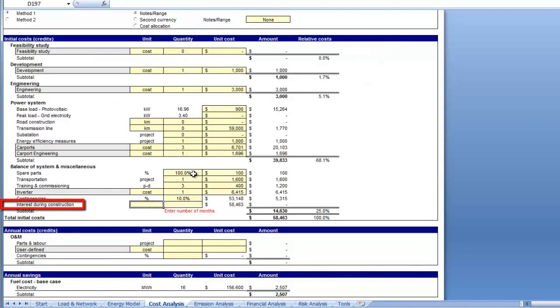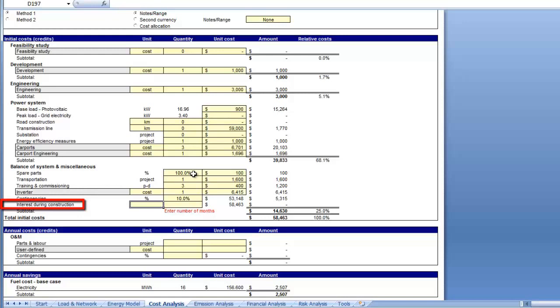This cell is used to enter the interest rate and the length of construction in months, which represents the length of time between building or infrastructure construction, delivery of the equipment, and commissioning of the system. Interest during construction will vary depending on the duration of construction and the cost of money. The interest during construction is then calculated assuming the average debt over the project length in months is 50% of the subtotal of all project costs.